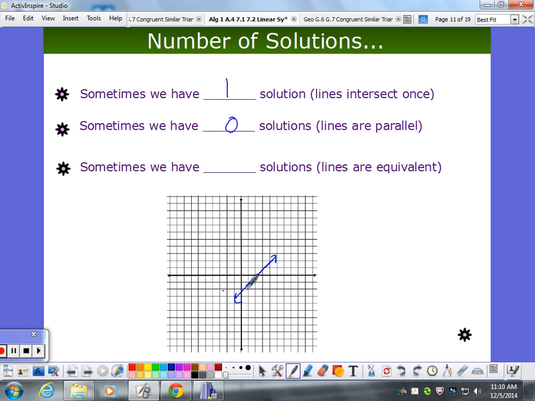And sometimes you're going to graph those lines, and then the second line goes here. So where do they intersect? Everywhere, right? They intersect everywhere. So sometimes we have an infinite number of solutions. You would write infinite. You would write that word, not the infinite sign.